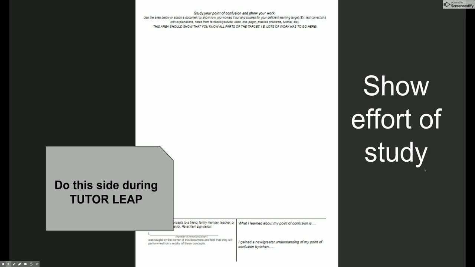All right, so once the front side is done, you're ready to start filling out the back side. This is a side I recommend that you do during a tutor leap session. So you can come in during a specific leap time and start showing some example problems and showing how you can study your point of confusion. If you read the top, this is where you're going to show work. You're going to show effort that you've actually started studying and doing these pieces.